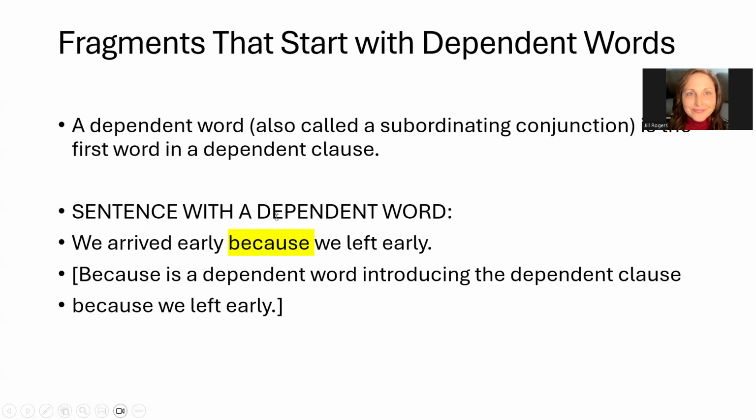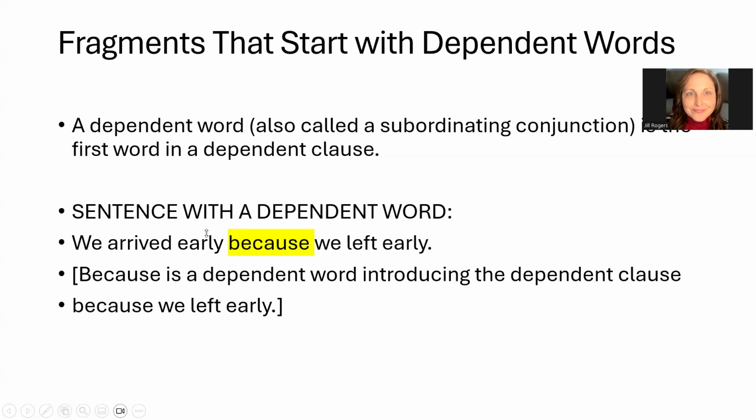Okay, so let's take a look. Here's a sentence with a dependent word. This dependent word is probably the most common dependent word, because, right? And what does because do? It introduces the dependent clause. We arrived early because we left early. But if we just wrote because we left early, we see that it's not a complete thought. It's dependent on something else.